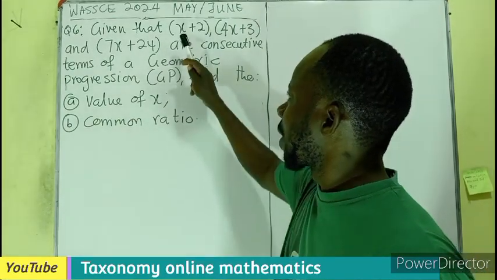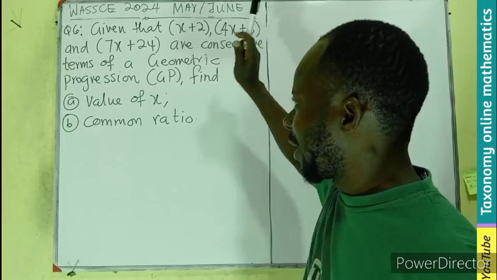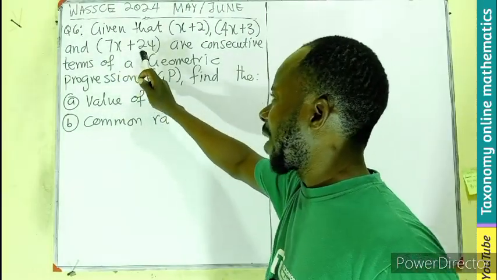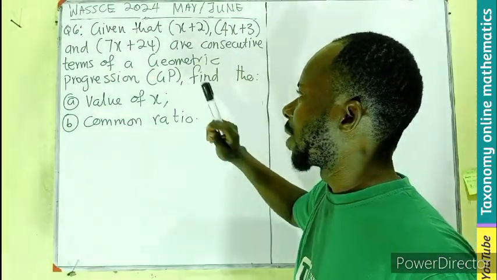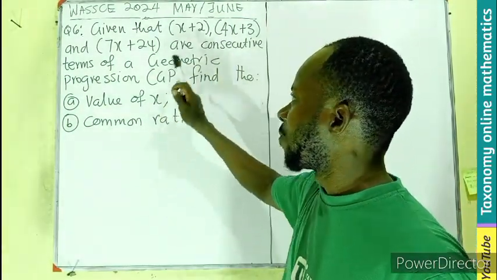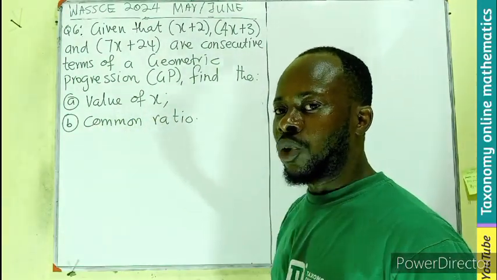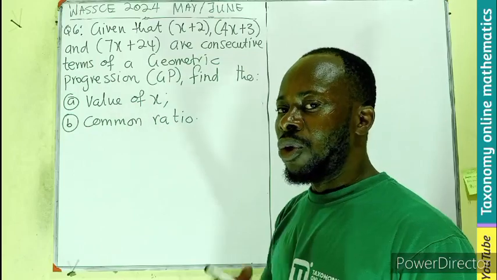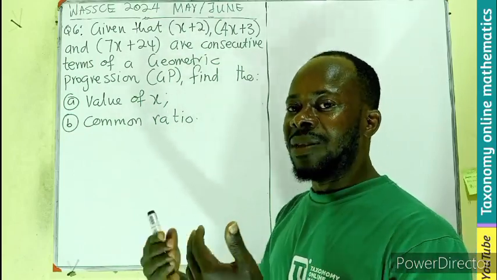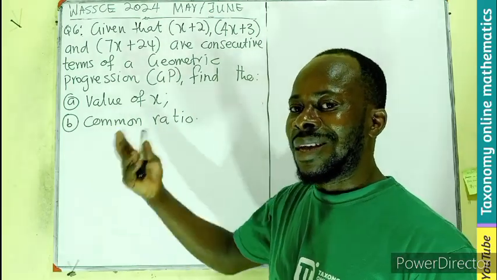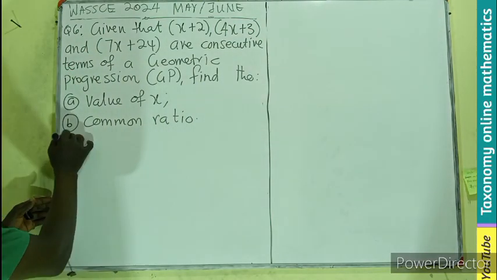Given that x plus 2, 4x plus 3, and 7x plus 24 are consecutive terms of a geometric progression, we have to find the value of x and then find the common ratio. The moment a geometric progression is mentioned, we know the ratio of the first two terms will be the same as the ratio of the second two terms. The consecutive terms will give us the common ratio.